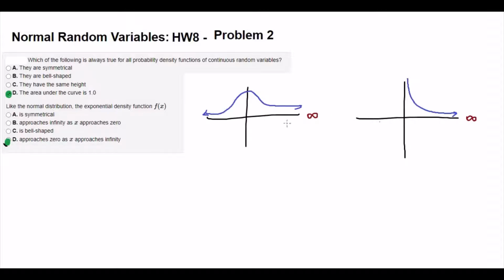They are not both symmetrical. F of x approaches infinity as x approaches 0. It is quite the opposite. Bell-shaped, only the normal is bell-shaped. So the common property is that the density function approaches 0 as x approaches infinity.